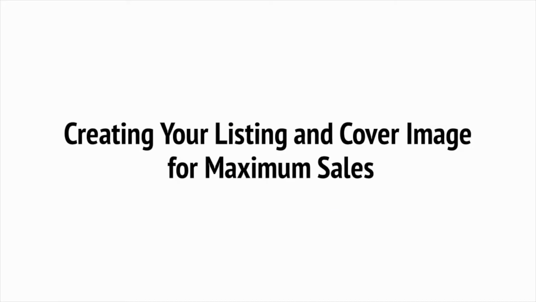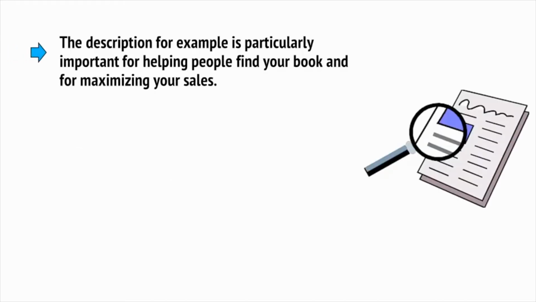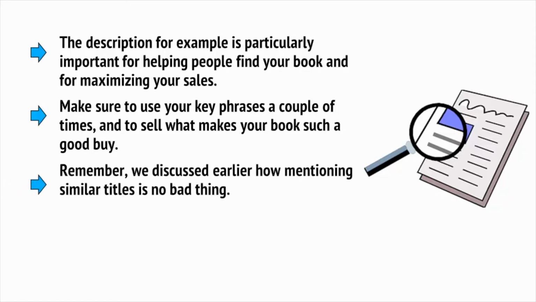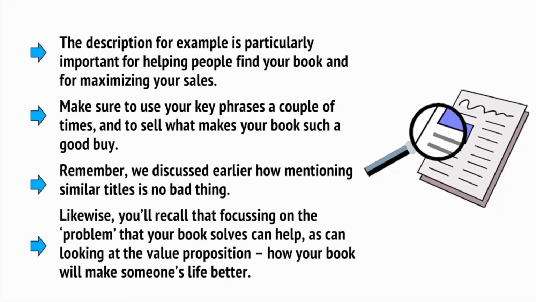Now most of this is self-explanatory. Note though that some of these elements are going to have a big impact on how easily discoverable your book is. The description, for example, is particularly important for helping people find your book and for maximizing your sales. Make sure you use your key phrases a couple of times, very subtly and only if it reads naturally, and to sell what makes your book such a good buy. Remember, we discussed earlier how mentioning similar titles is no bad thing. Likewise, you'll recall that focusing on the problem that your book solves can help, as can looking at the value proposition, how your book will make someone's life better.